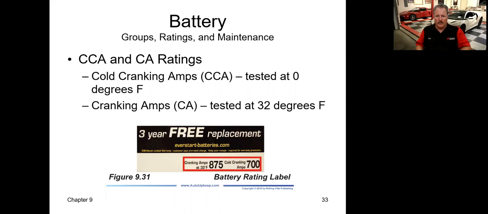It depends, if you're going to hold on to your car for 6, 7, 8, 9 years or whatever, you might want to spend a few extra dollars and get the higher rated cranking amp battery if you can. Okay.